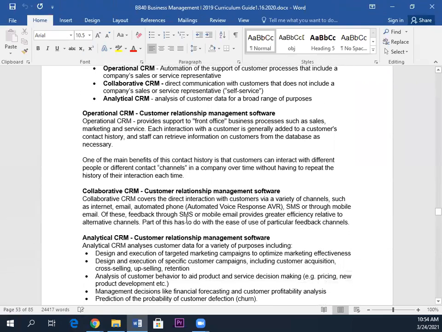If we go down to collaborative CRM, customer relationship management software, this covers the direct interaction with customers via a variety of channels such as internet, email, automated phone, AVR, SMS, or mobile email. Of these, feedback through SMS or mobile email provides greater efficiency relative to alternative channels. Part of this has to do with the ease of using particular feedback channels.